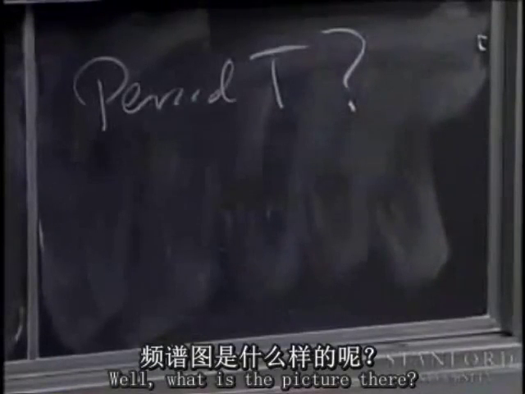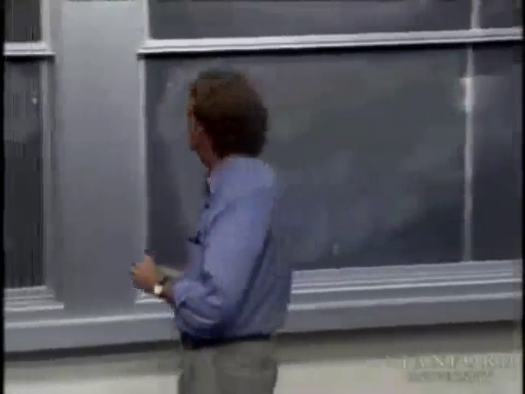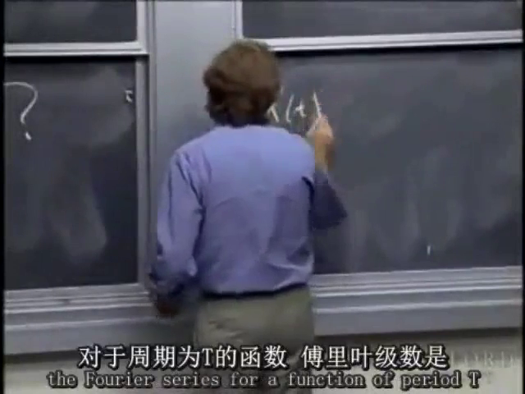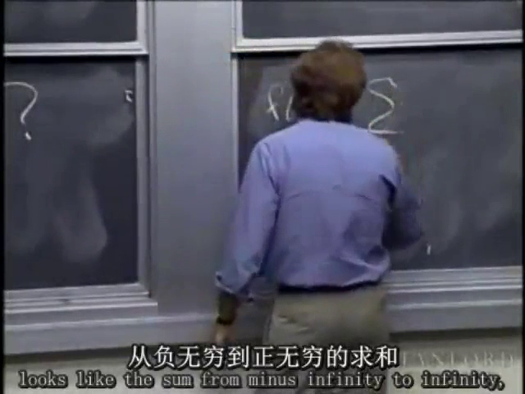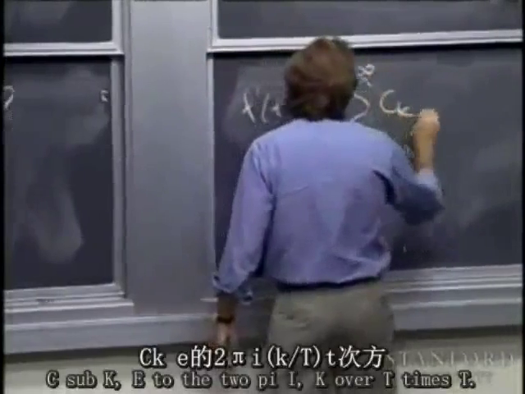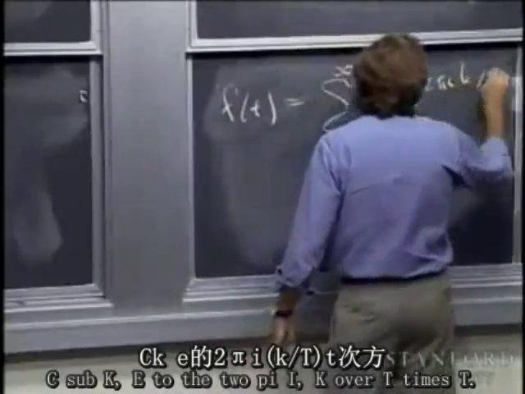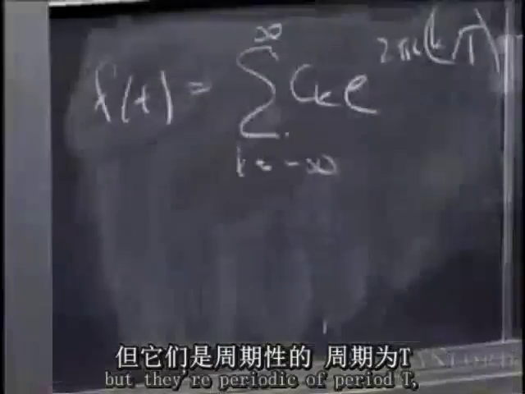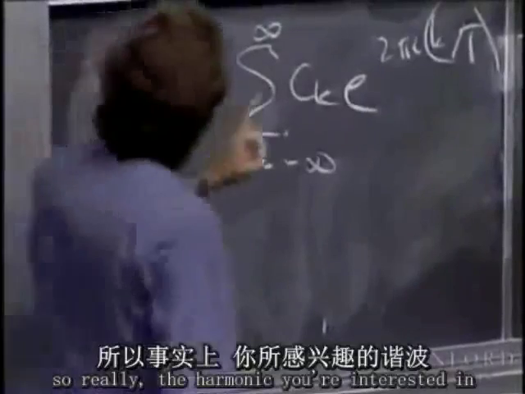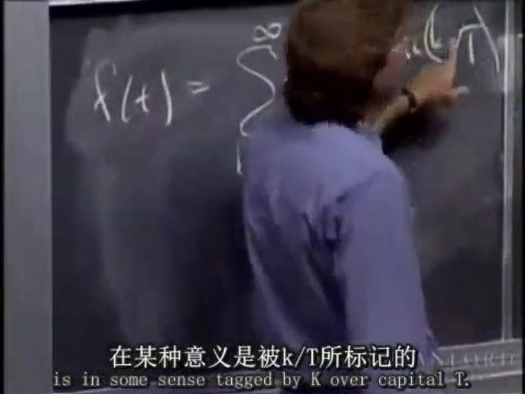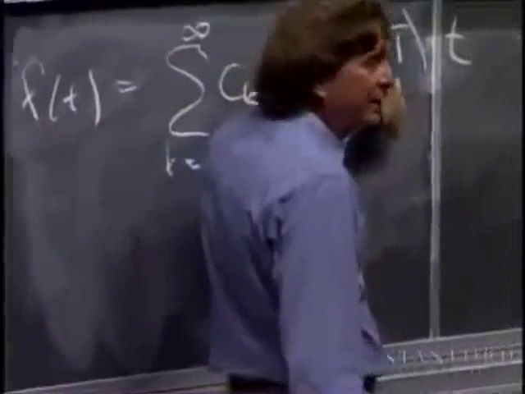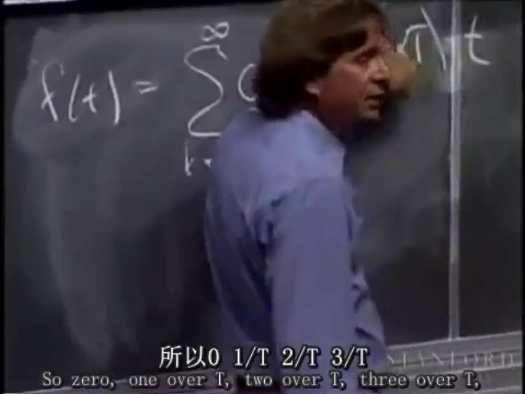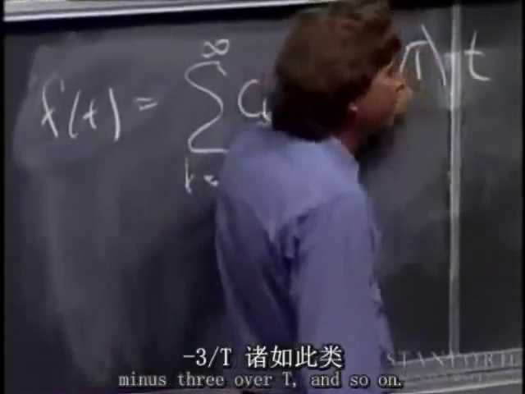Well, what is the picture there? The Fourier series for a function of period T looks like the sum from minus infinity to infinity of c sub k e to the 2 pi i k t over T. So the harmonics are indexed by k, but they're periodic at period T, so the harmonic you're interested in is tagged by k over capital T. So 0, 1 over T, 2 over T, 3 over T, minus 1 over T, minus 2 over T, minus 3 over T, and so on.